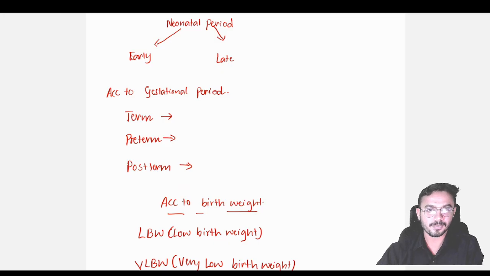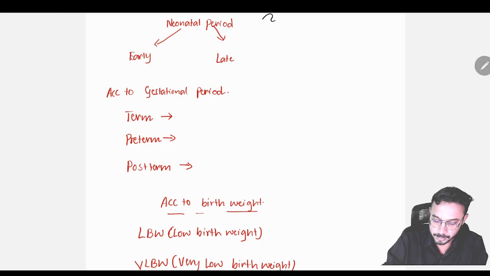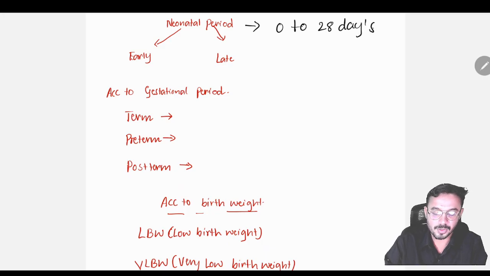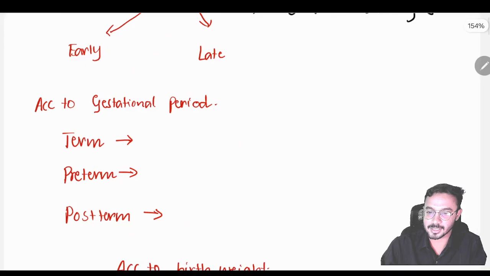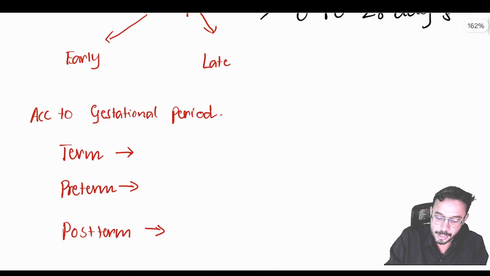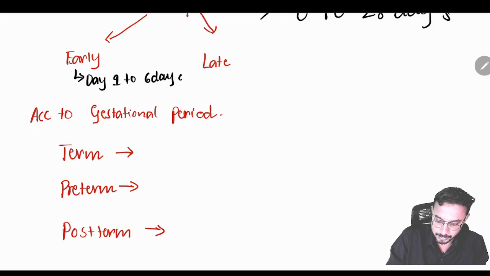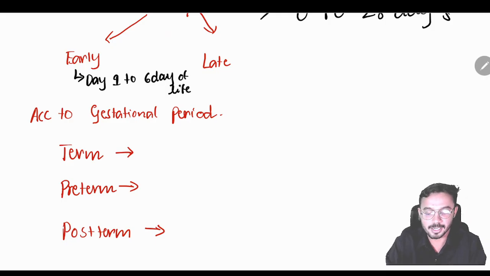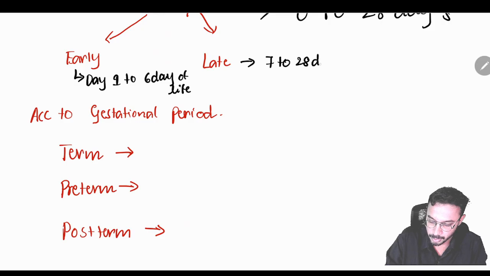If you take general pediatrics, you all know neonate. What do you mean by the neonatal period? 0 to 28 days of life is known as neonate. This neonate is divided into two types, early neonate and late neonate. Early neonate is the child from day 1 to 6th day of life. 1 to 6 days is early neonate and the rest is late neonate, from 7 to 28 days of life.